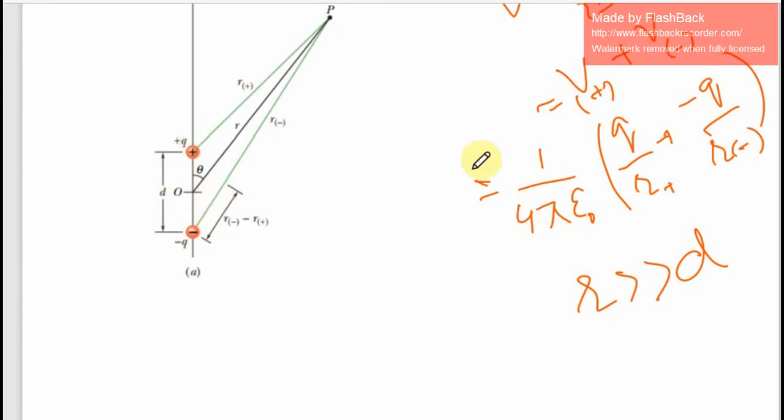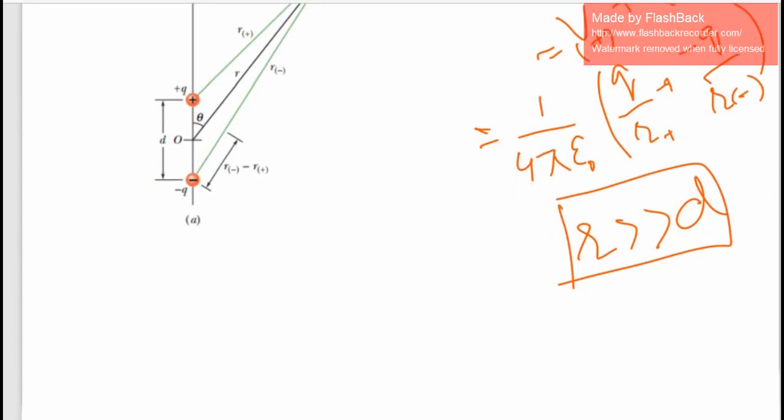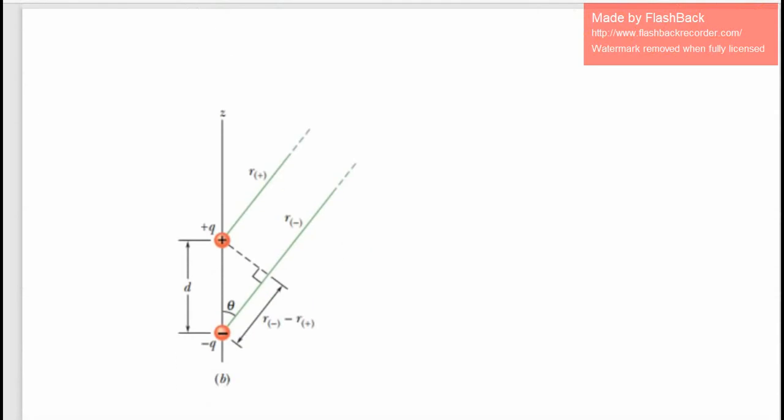Why do I want this situation? To make our calculation easier, since I can easily use some approximation under this condition. What is that approximation? If you look into this, if point P is very far from this dipole axis, then how will my previous picture look like?